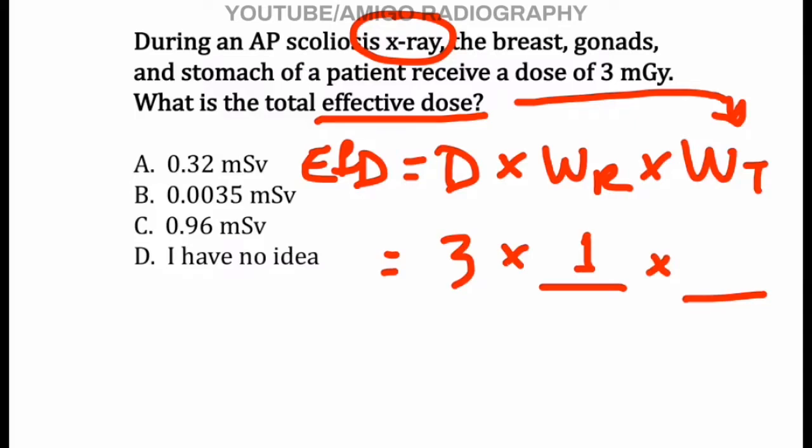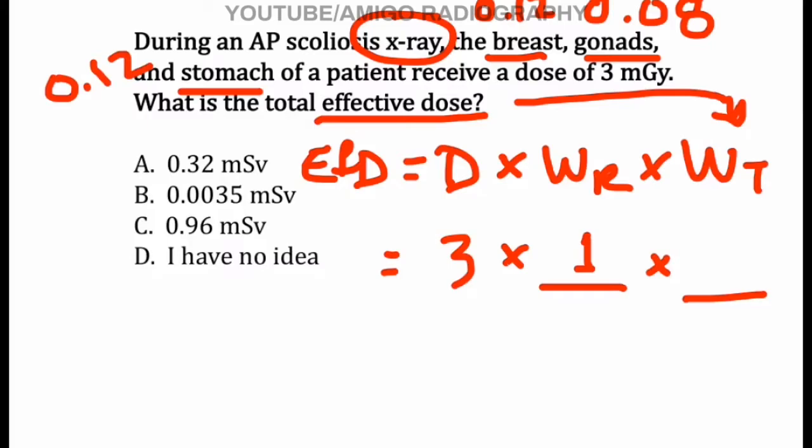Because we're given 3 different tissues, the breast, the gonads, and the stomach. We can look all of those tissues up and we'll find tables that show us the tissue weighting factors for each of those. And all we need to do is find them and add them together. The breast have a tissue weighting factor of 0.12. The gonads have a tissue weighting factor of 0.08, and the stomach actually has a tissue weighting factor of 0.12 as well. So we add all of those together, that gives us a total tissue weighting factor of 0.32.